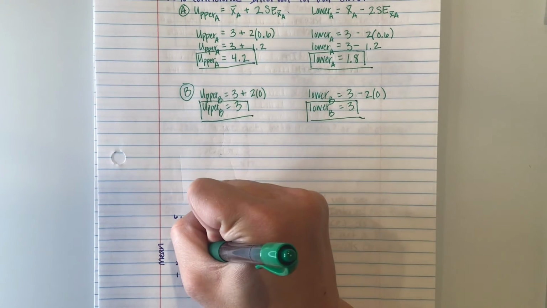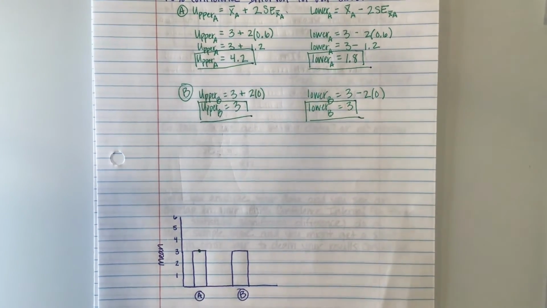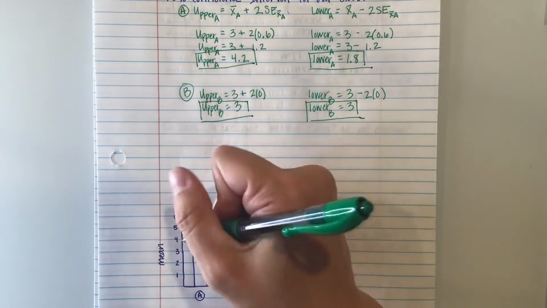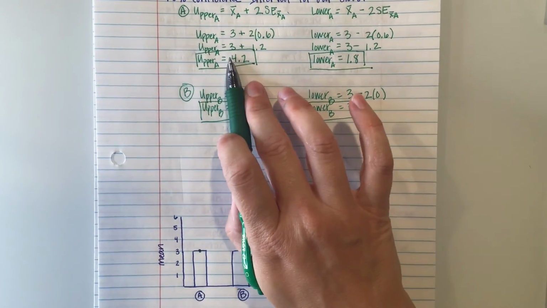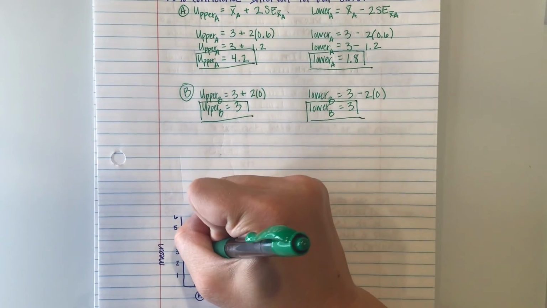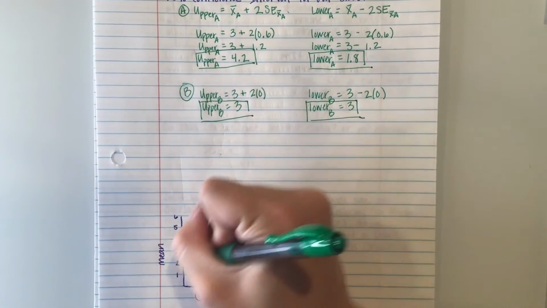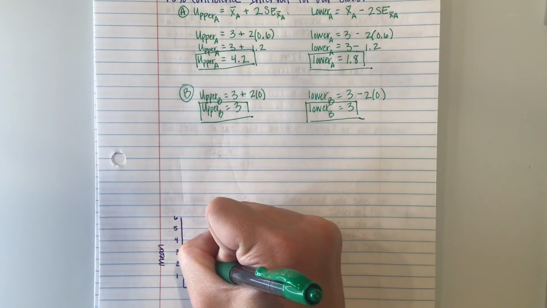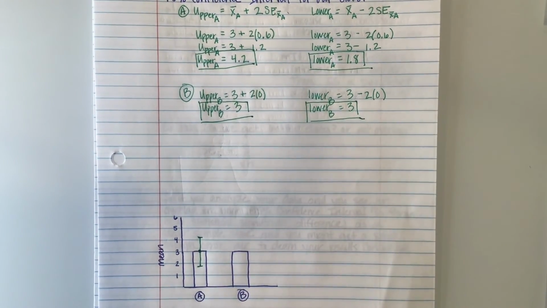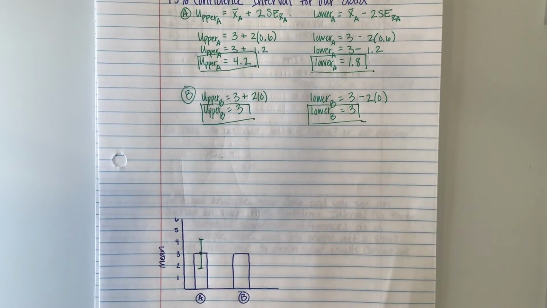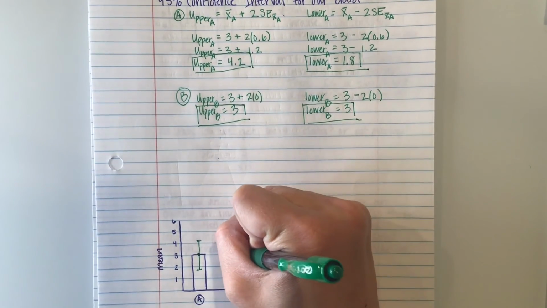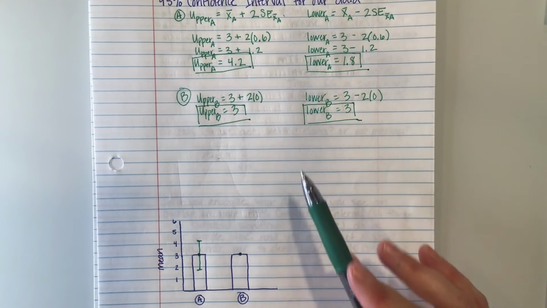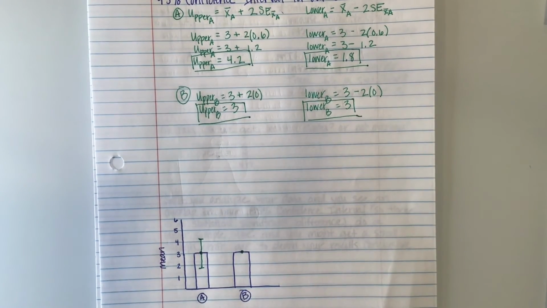Okay, so our 95% confidence interval values become what we call our error bars. So what do we do? We put a dot at our mean value, and then we draw a line to our upper limit. Our upper limit for A was 4.2, and our lower limit for A was 1.8. So it would look something like that. And then for B, my mean was 3, my upper limit was 3, and my lower limit was 3. So I'm just going to put a dot right there on 3.